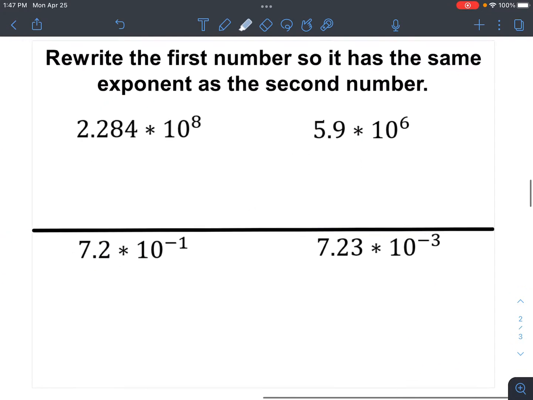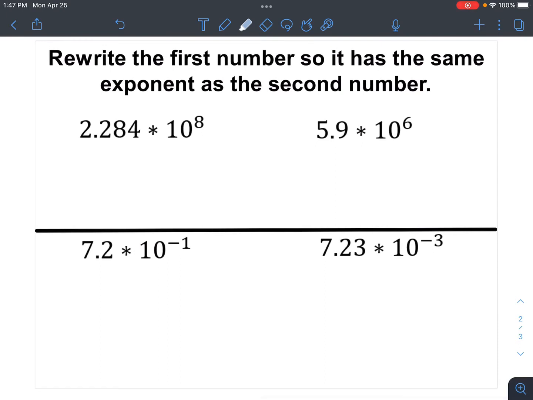So what I want you to do now is pause the video and answer both of these. You are supposed to make the first number have the same exponent as the second number. That means your answer for the first one should have an exponent of 6, and the exponent on this second problem, you want to be changing that to -3. Pause the video, try it. I'll give you the answers in a little bit.